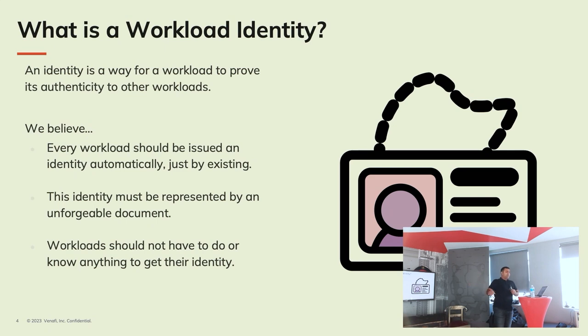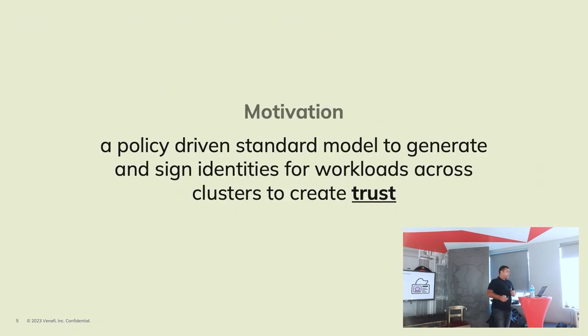That's why, when they raised a principle to solve the problem, they said automatically, just by existing. You don't have to have a token or a key or a secret or a credential to define that. And it needs to be represented by verifiable or attestable documents, right? Think certificates, think any infrastructure that is already there, like a JWT token. But we need to make sure this is verifiable. If this workload is saying I'm workload A, it needs to be able to be verified within an ecosystem, especially in a heterogeneous environment, not only within one platform. And workloads don't need to do anything to get their identity. This is all about how they can obtain identity just by existing. Those are the few things they defined as they were trying to solve the problem.